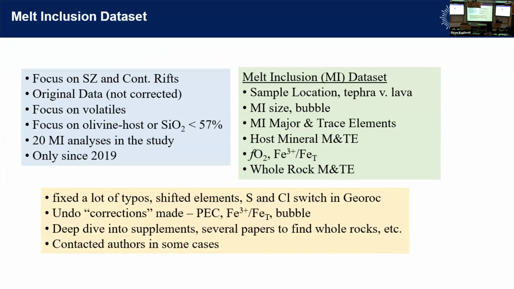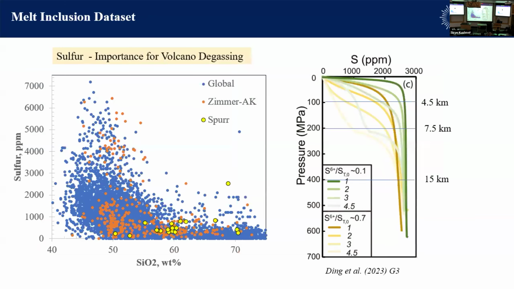Dan and I spent the pandemic on the couch doing this, and we literally went through every paper. We fixed all the errors in GEOROC. We reproduced the figures in the paper. We matched the melt inclusions to the host, to the whole rocks, which is never done. We have all the major and trace elements. This is why it's an expert database, because we have vetted it. We've gotten rid of the errors, and we've matched up melt inclusions to their bulk rock. And we've inserted things like ferric/ferrous if you need to know fO2. In some cases we contacted authors.